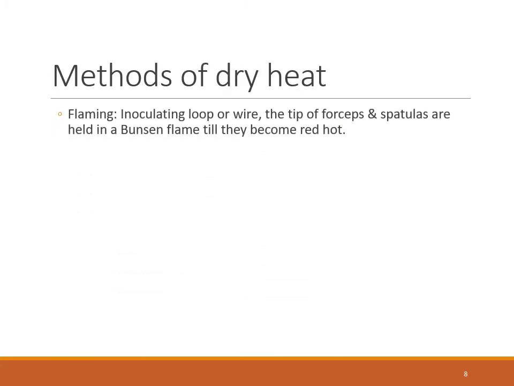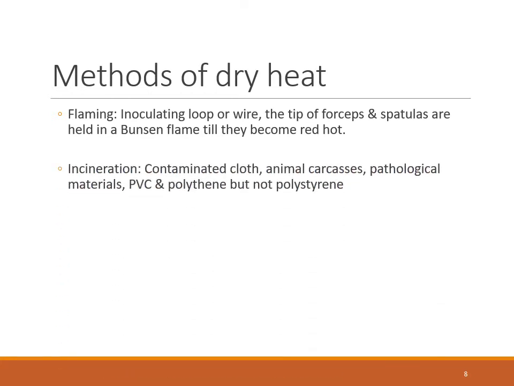The first is flaming. The inoculating loop or wire, which is made of nichrome, and the tips of forceps and spatulas are held in a Bunsen flame until they become red hot. This is how you reuse the inoculating loop or wire for streaking or culture methods. Then the second important one is incineration. Incineration is also a type of dry heat sterilization. It is used to burn out contaminated clothes, animal bodies, pathological material, PVC and polythene. But we do not use polystyrene as it will cause air pollution.